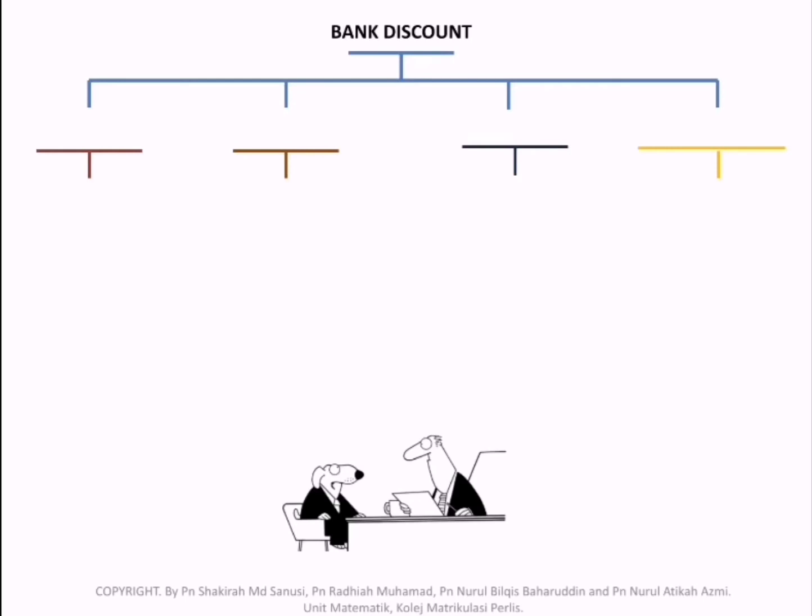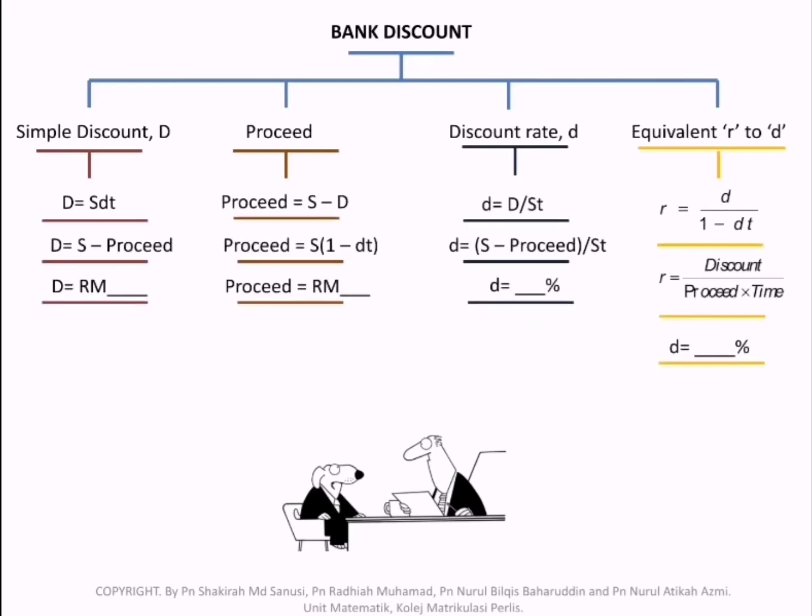Now for subtopic bank discount. In this subtopic, we will learn about first simple discount, which is denoted by capital letter D. Second, proceed. Third, discount rate, which is denoted by small letter d. And then equivalent R to D. So these are the formulas for each category. Please remember the unit for each category. But here, students, what is S? So now let's discover S from the situation.